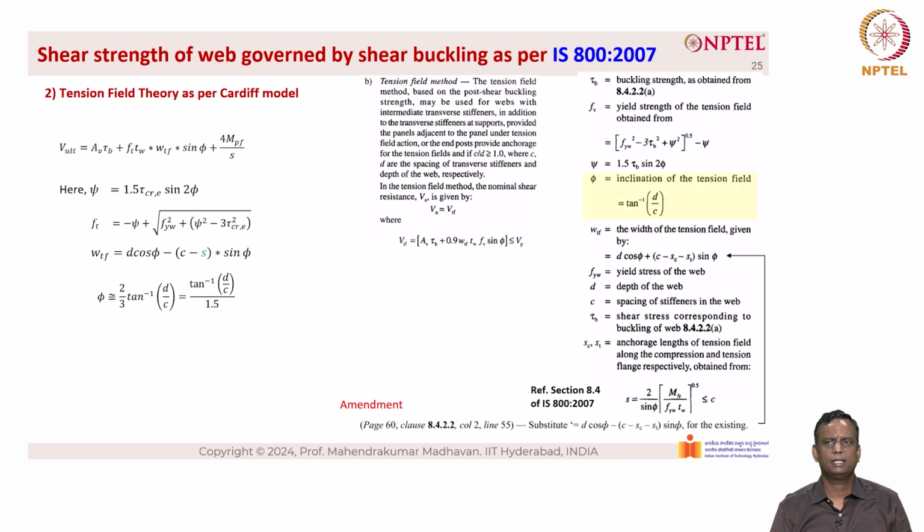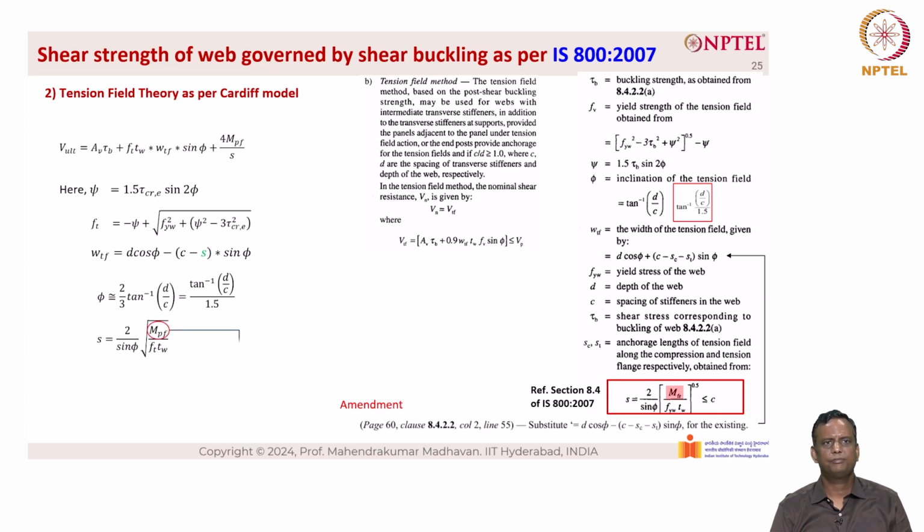Here also there is an error in the IS 800. As you can see, the highlighted portion does not contain 2/3, but in reality it is tan inverse D by C divided by 1.5. This also is basically from the errata for IS 800. And we have S equal to 2 by sin phi into root of MPF by FT into TW, which is very similar to the value that is given here, highlighted in the red color box on the right hand side.